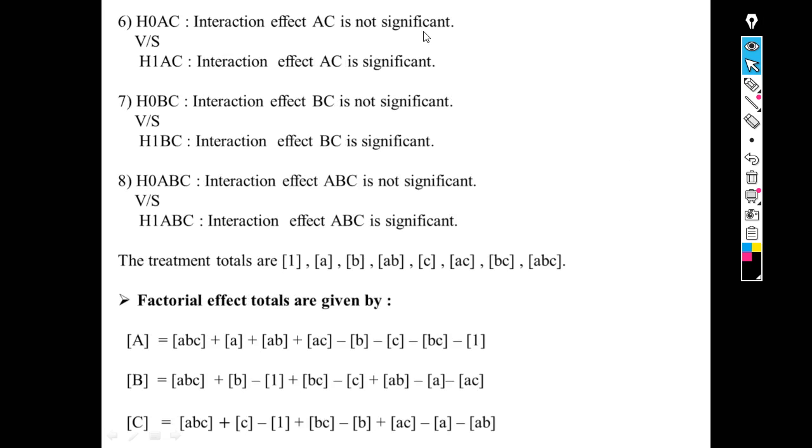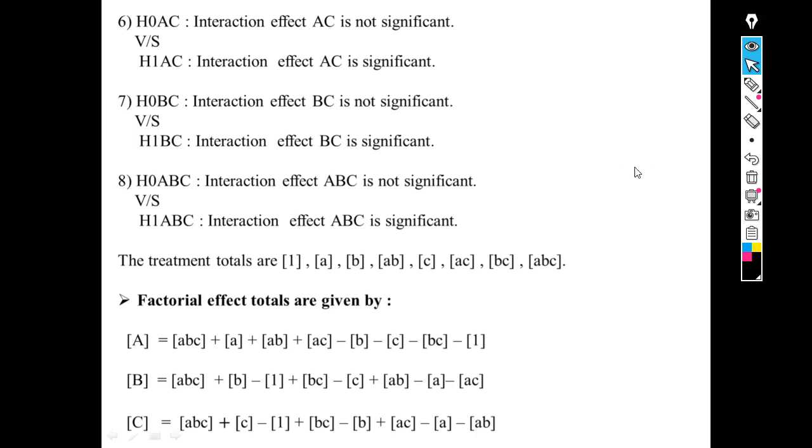Then the next hypothesis is H0 AC, that is interaction effect AC is not significant, versus H1 AC, interaction effect AC is significant. The seventh hypothesis is H0 BC, interaction effect BC is not significant, versus H1 BC, interaction effect BC is significant. Then the last hypothesis is for the second order interaction effect, H0 ABC, interaction effect ABC is not significant, versus H1 ABC, interaction effect ABC is significant. So these are the different hypotheses for main effects, first order interaction effects and second order interaction effect ABC.